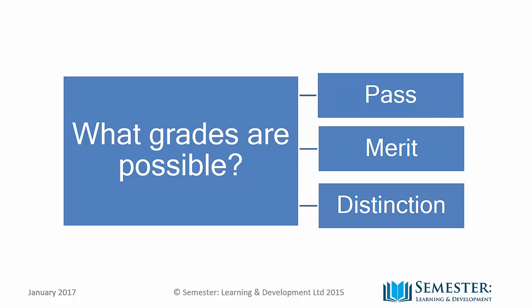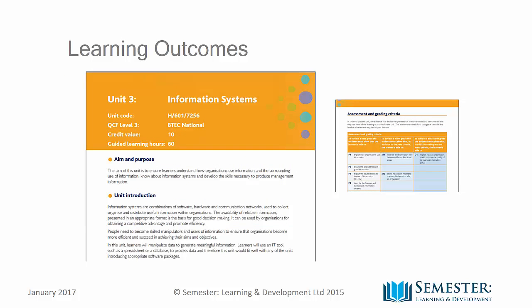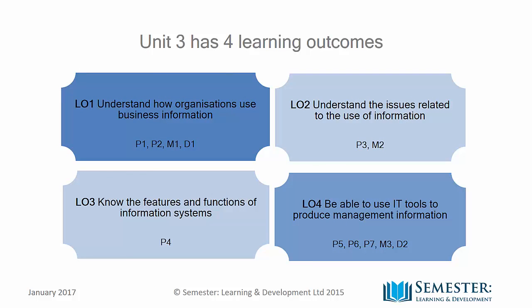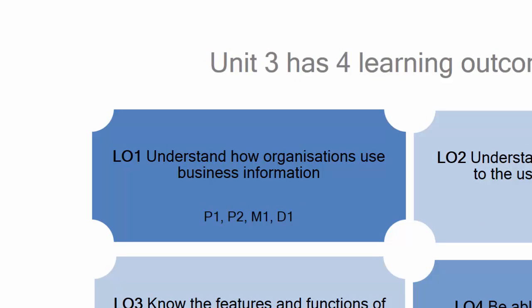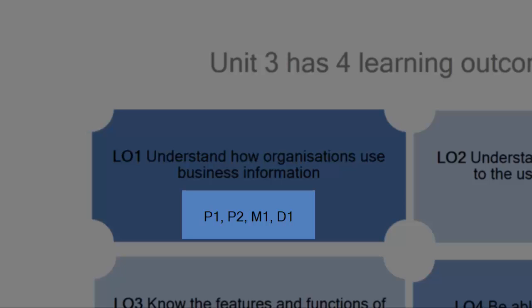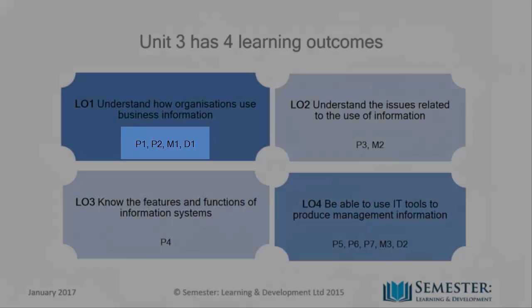But also, you can have a look at the unit specification. So here's a copy of the unit specification. Page 2 tells you what you need to know at the end of each learning outcome or module. And page 4 gives you a breakdown of the criteria and what you need to make sure is included in your assignment to achieve a pass, merit or distinction. So here you can see a description of the 4 learning outcomes. You will also notice that you can see the grading criteria. For example, learning outcome 1 links to grading criteria P1, P2, M1 and D1.